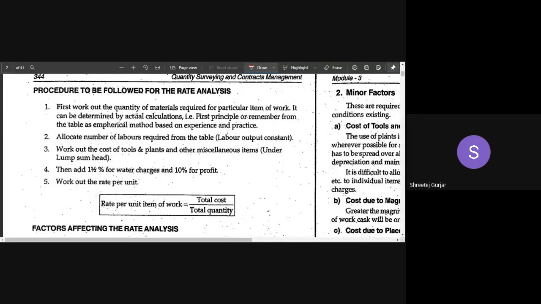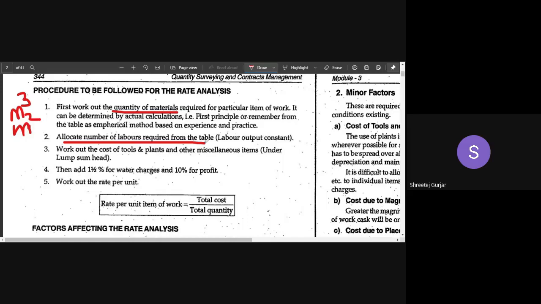Okay, the first thing that we usually do is taking out the quantity. Meter cube quantity or meter square, whatever work you are dealing with, you have to first calculate the quantity of material. That is the first thing. Calculate the quantities, then you allocate the number of labors.